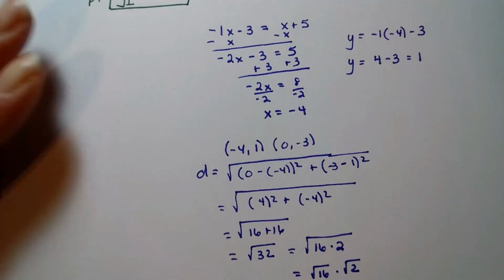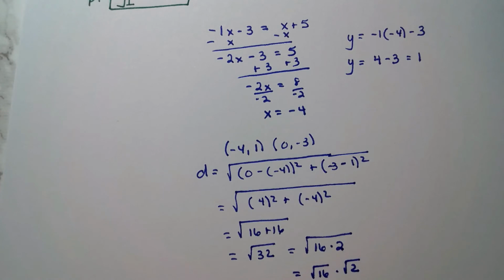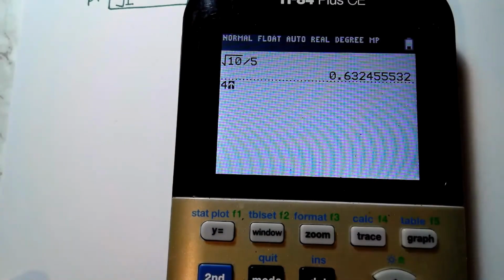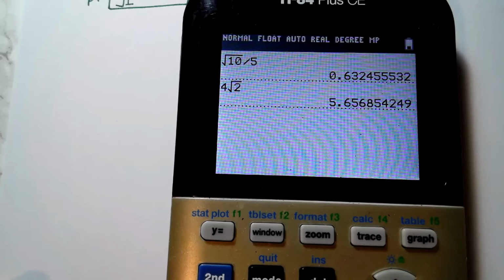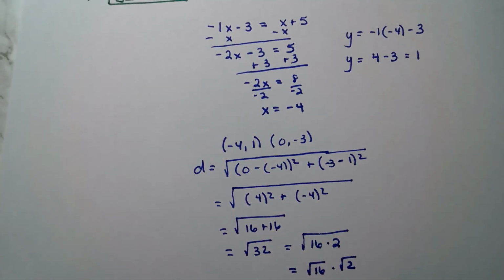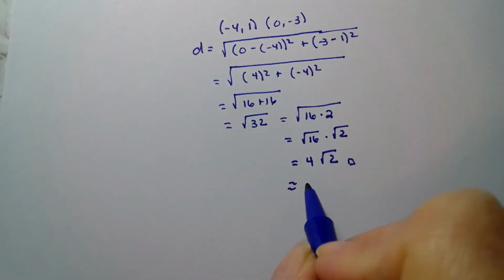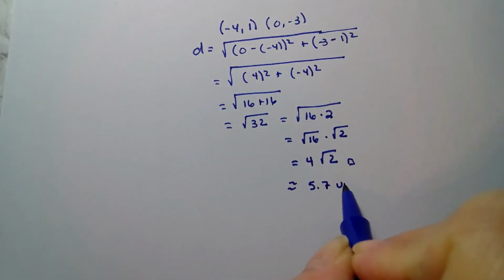And again, if you put that into your calculator, so you can get an idea of what that is, 4 square root of 2 is equal to about 5.7. So this is approximately equal to 5.7 units.